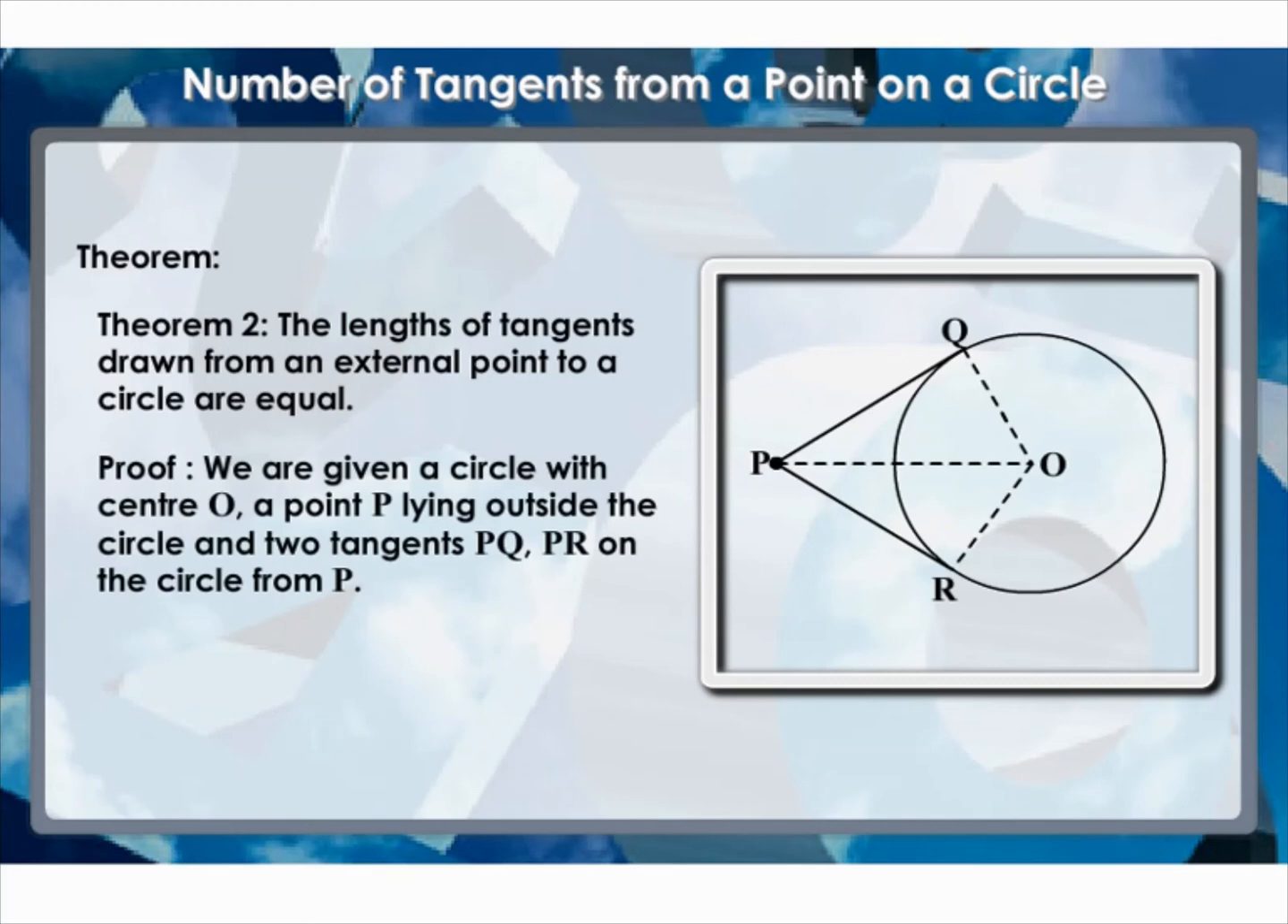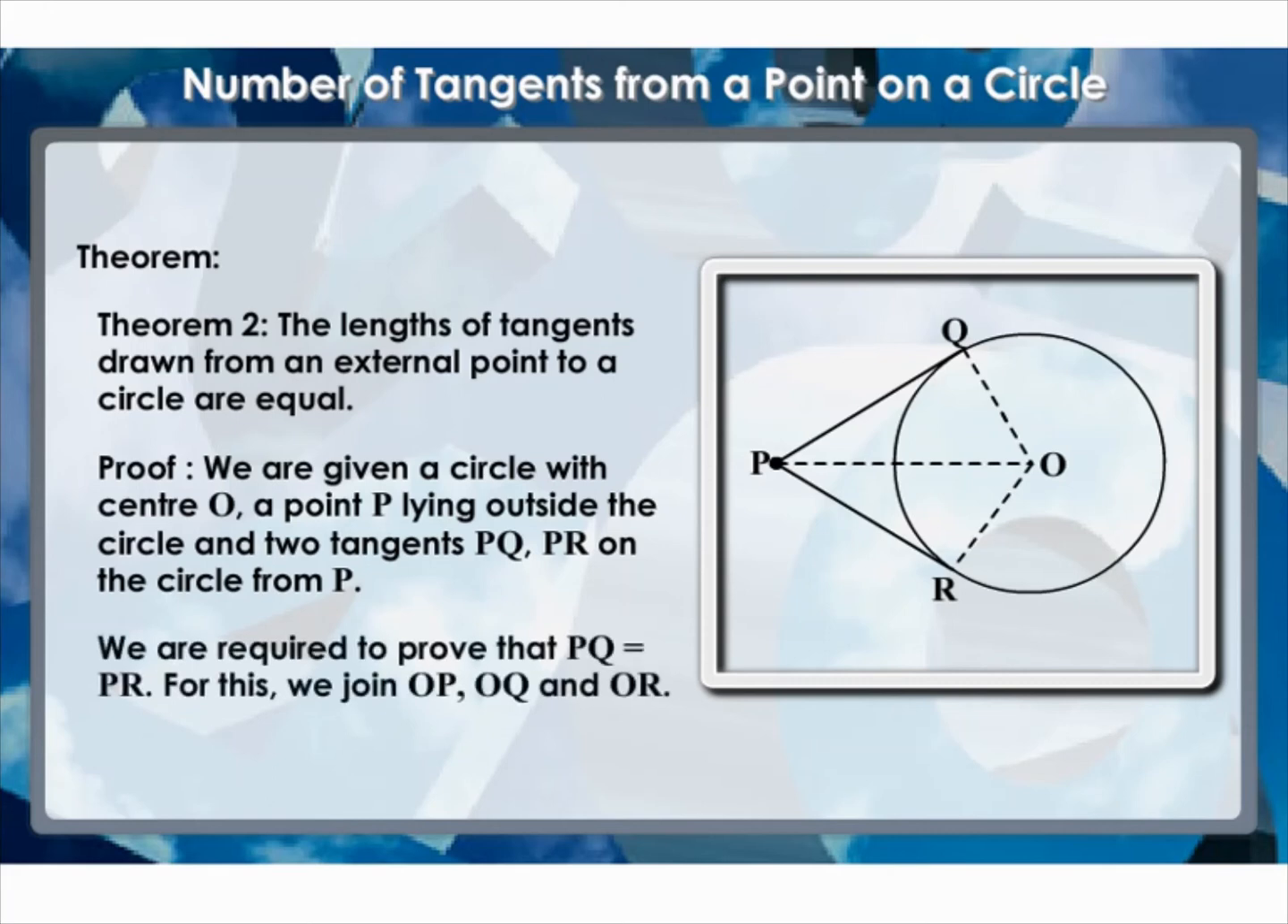From case 3, we can find that the lengths PT1 and PT2 are equal. We shall now frame a theorem and prove it. Theorem 2. The lengths of tangents drawn from an external point to a circle are equal.